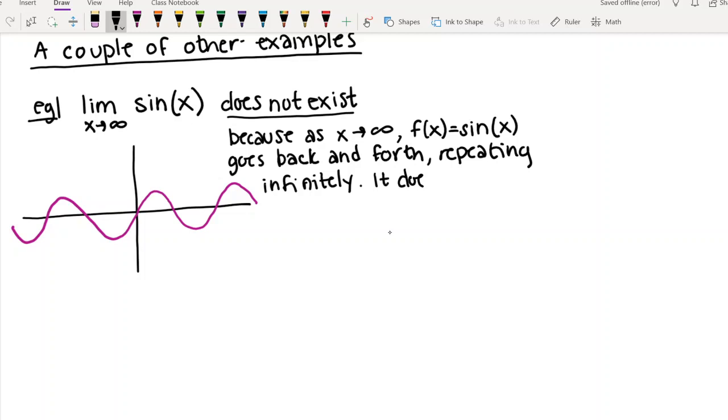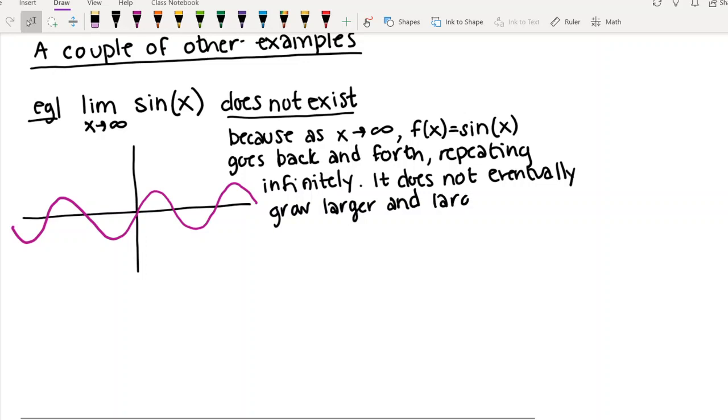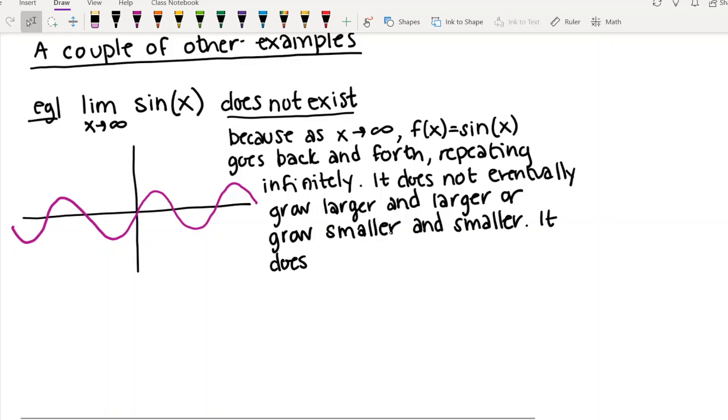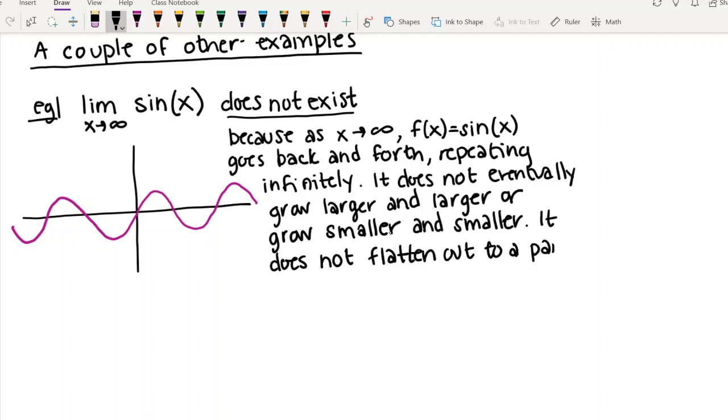It does not eventually grow larger and larger, so that would be if the limit equaled infinity, but it also doesn't eventually grow smaller and smaller. That would be if the limit equaled negative infinity. And then it does not flatten out to a particular y value either. So the limit does not exist.